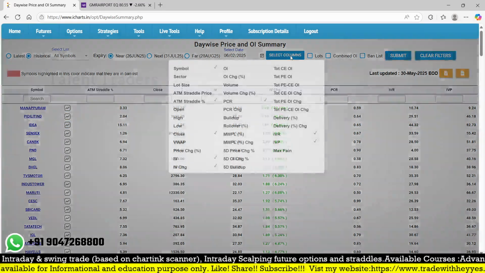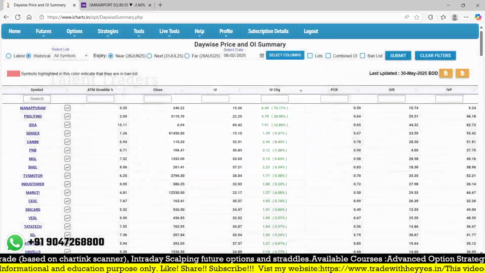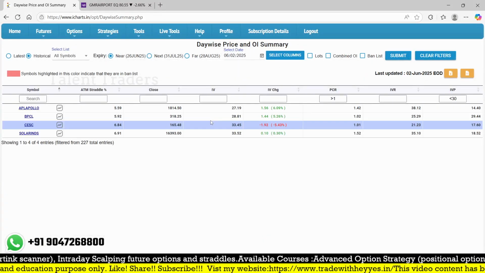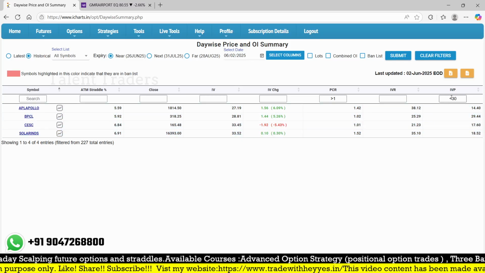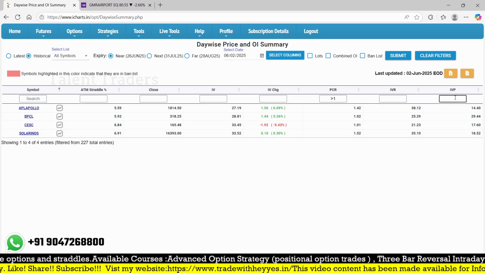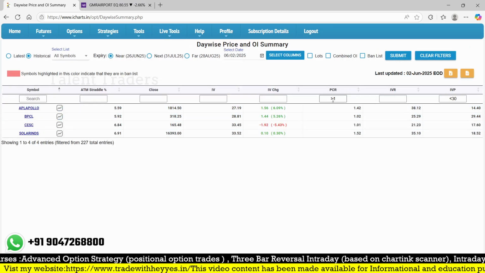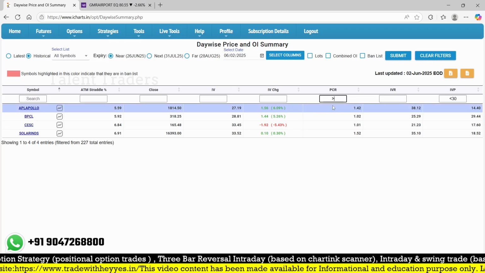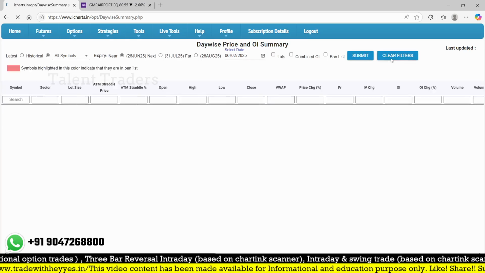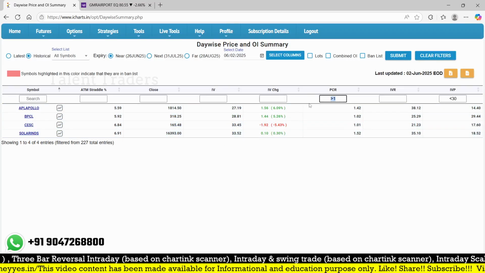2 6, let me submit it, and it will load the data for those particular stocks. I think we are looking for an IVP also, so let me remove this condition. It will give you, sorry, I think we mentioned PCR, right? So you should remove all, so it will fetch you the results.